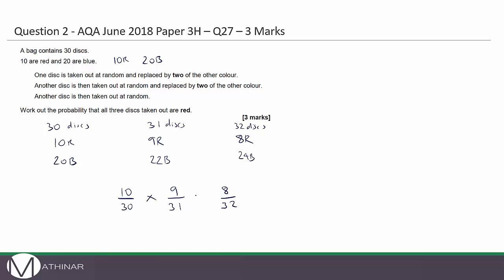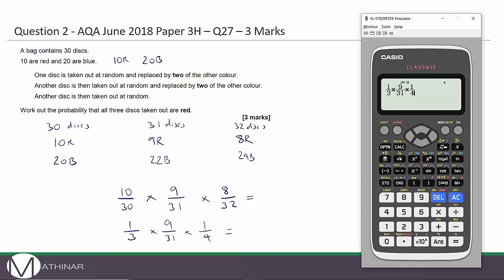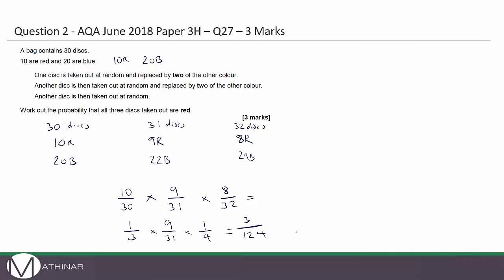And what we need to do is multiply these numbers together. Okay, we could simplify this a little bit actually. This will be 1/3 times 9 over 31 times 1/4. And paper 3 is a calculator paper, so you can use a calculator, or you can work that out on your own. Let's use a calculator. So 1/3 times 9/31 times 1/4 gives us 3/124. And that's our final answer for the question.